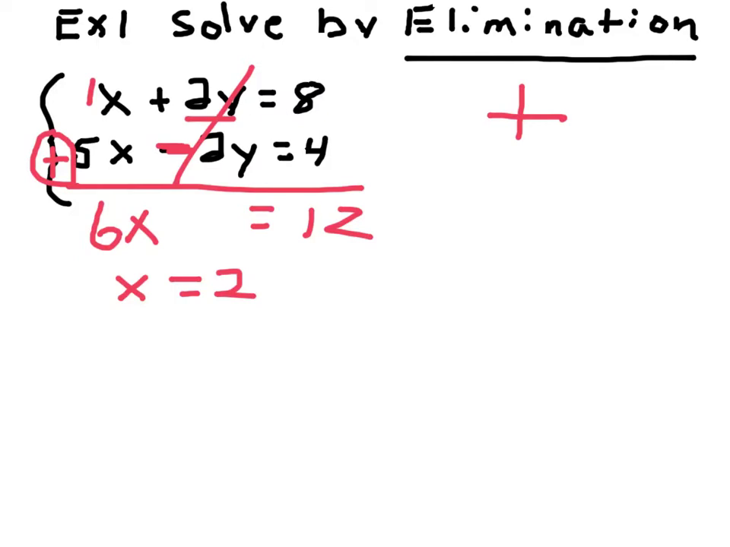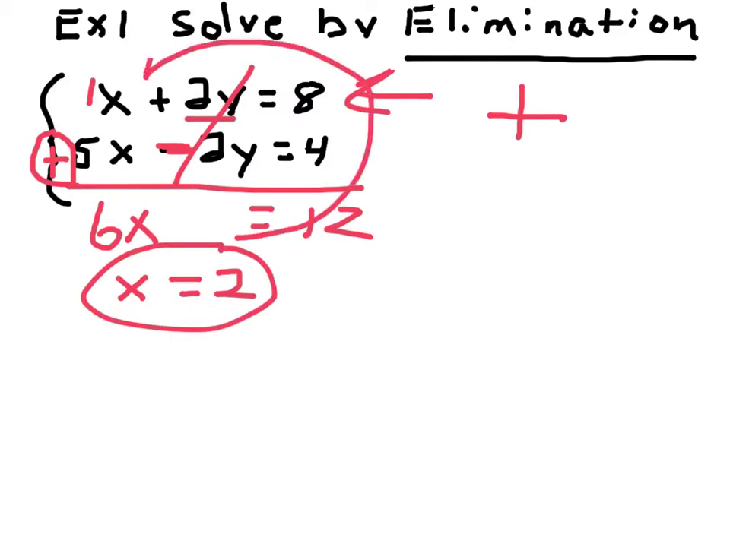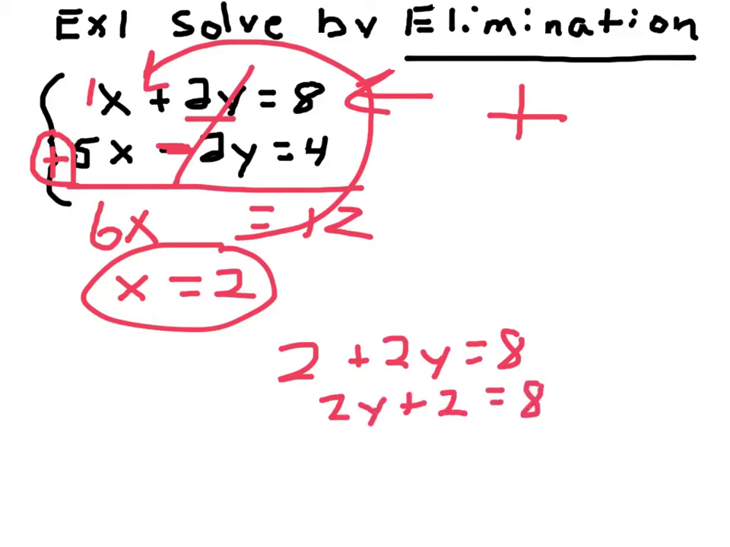X is 2. Now I can substitute 2 in for x into either equation and then solve it for y. I'm going to pick this one. It seems like it's a little bit more simple. So I'm going to substitute 2 into this first equation. So I have 2, because I put 2 in for x, plus 2y equals 8. Or in other words, 2y plus 2 equals 8. Now solve it for y. They're adding 2, subtract 2, so 2y equals 6, and finally divide by 2, y is equal to 3.